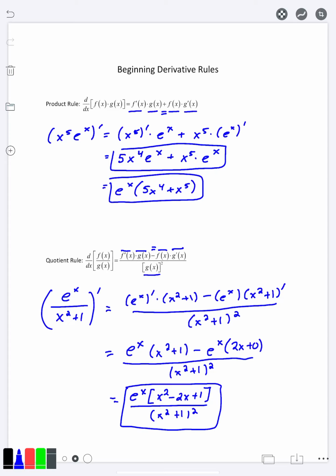So the main thing you want to get used to for the product rule is the derivative of the first times the second plus the first times the derivative of the second. For the quotient rule, it's the exact same terms except a minus sign instead of a plus sign. And then on the bottom, you're dividing by the original bottom squared.